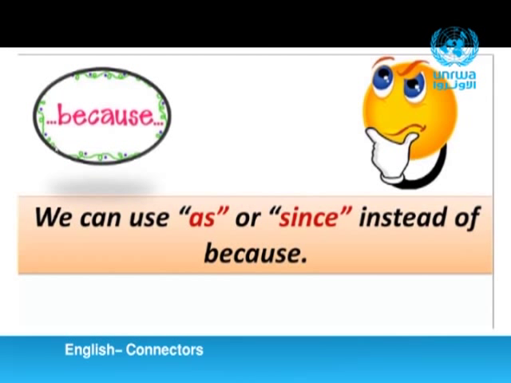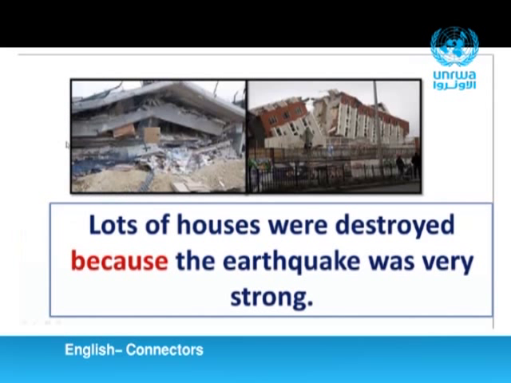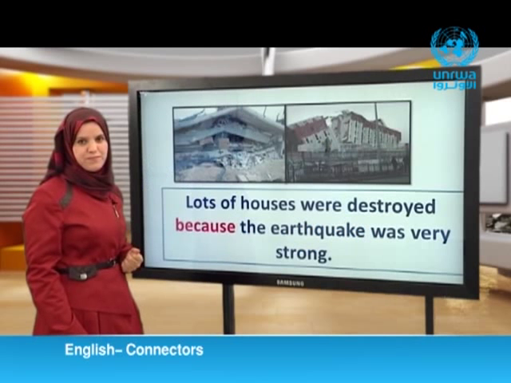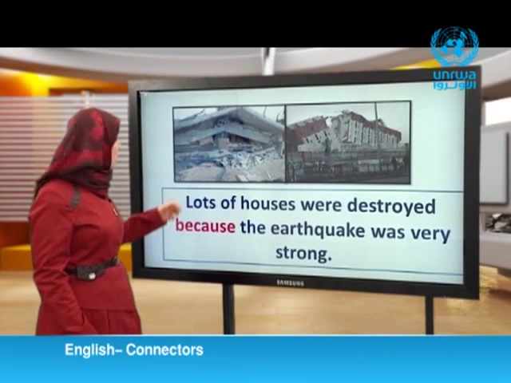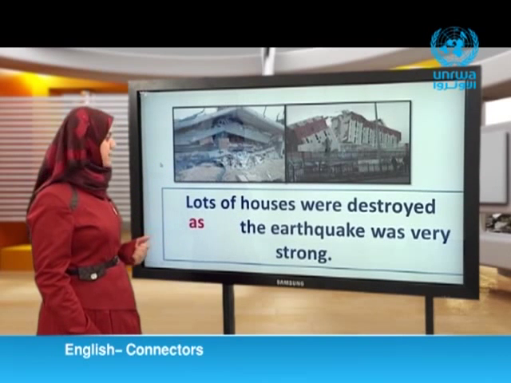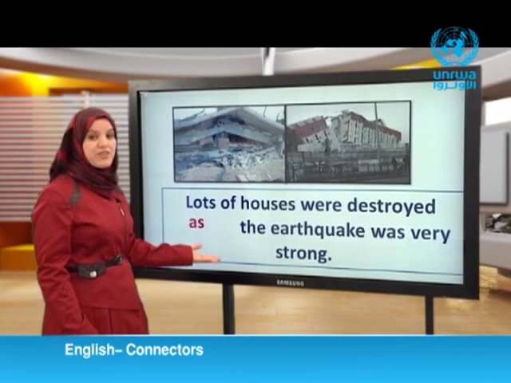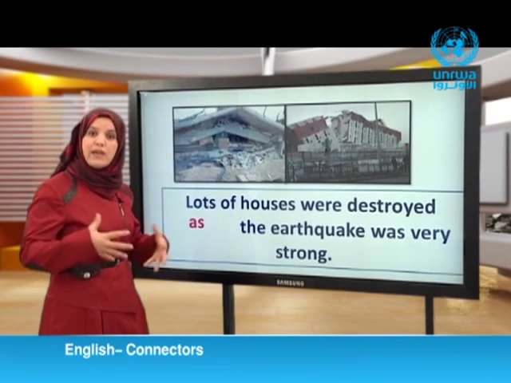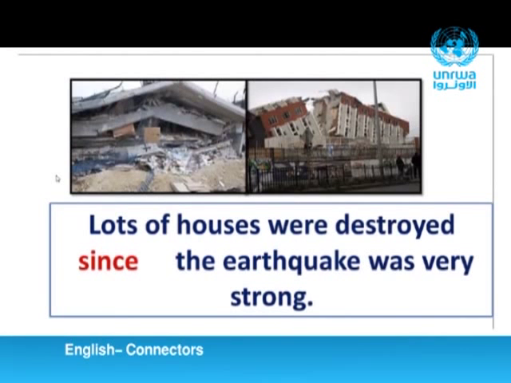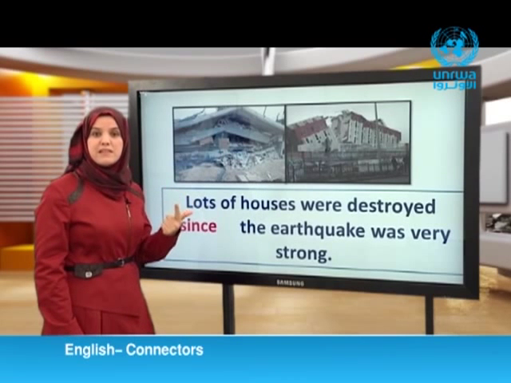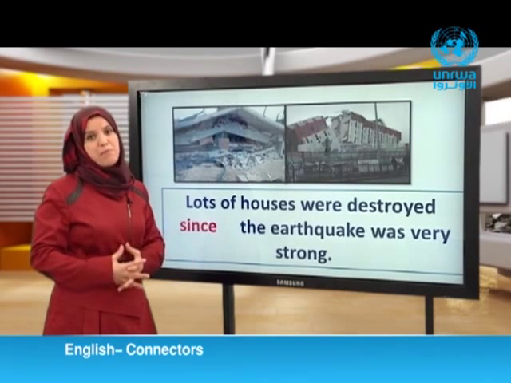Now, let's have a look at this. Lots of houses were destroyed because the earthquake was very strong. Instead of because, we can use as. Lots of houses were destroyed as the earthquake was very strong, the same meaning. And we can also use: lots of houses were destroyed since the earthquake was very strong. We can use because, since, and as with the same meaning.